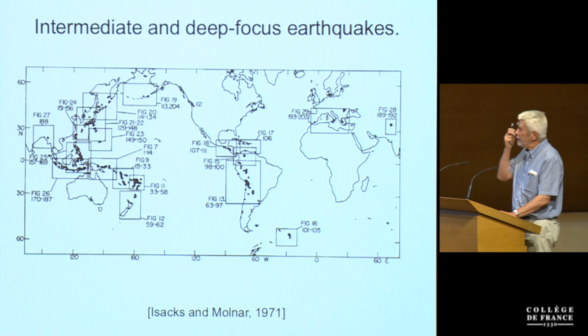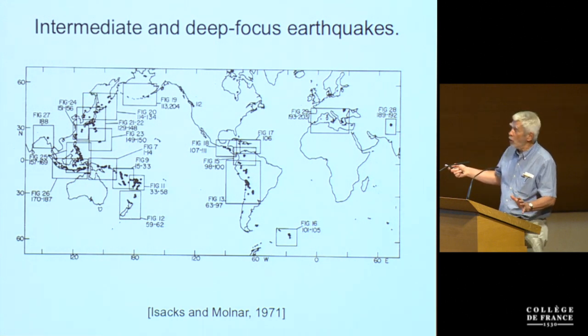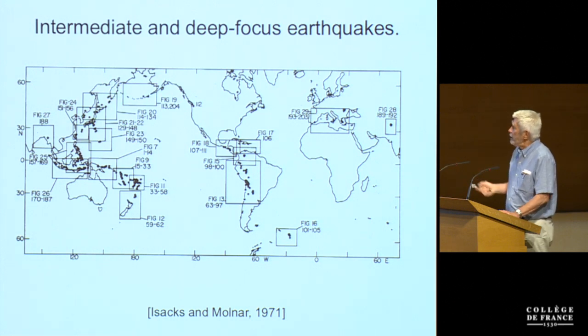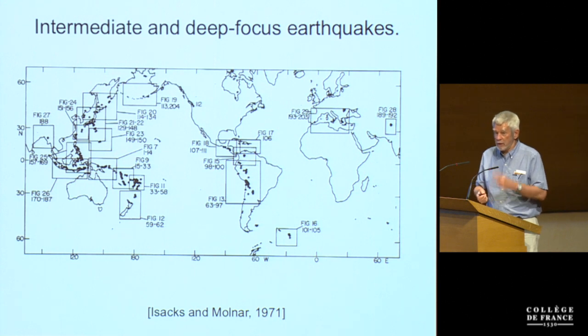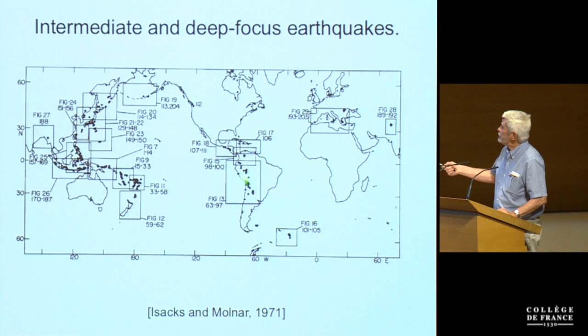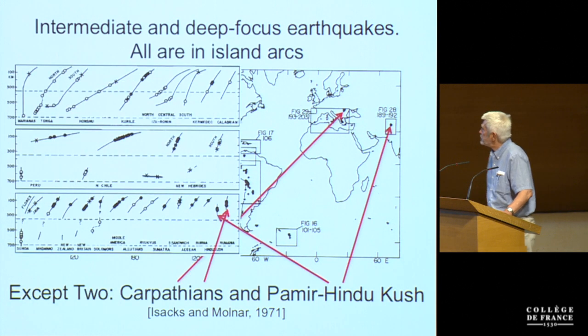Now, if we go back to this synthesis that Isaacs and I put together long ago, we considered many, many regions. This was a global summary of what we knew at the time. For instance, the Aleutians, Kamchatka, Japan, and so forth. All of these areas, except 2, are classic subduction zones. The Andes under South America, Central America, the Caribbean. There are 2, however, that are exceptions.